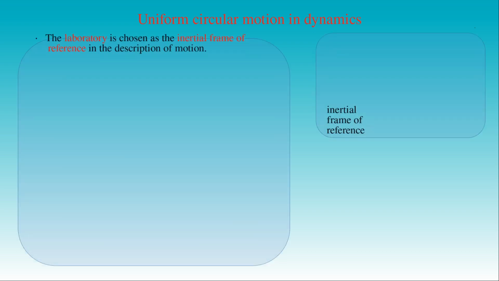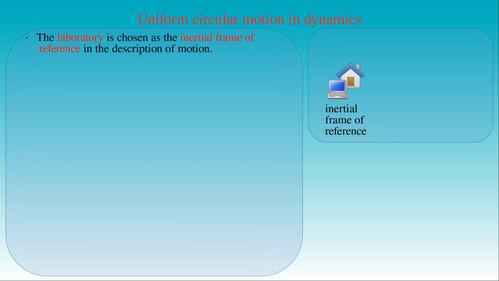We already discussed uniform circular motion in kinematics. Now we study the forces acting on bodies during their motion along a circular path. In order to examine any kind of motion in dynamics, we always choose an inertial frame of reference where the laws of motion are valid. If the experiments studying uniform circular motion of bodies are performed in a laboratory, then we can consider this laboratory as an inertial frame of reference with respect to which the motion is described.